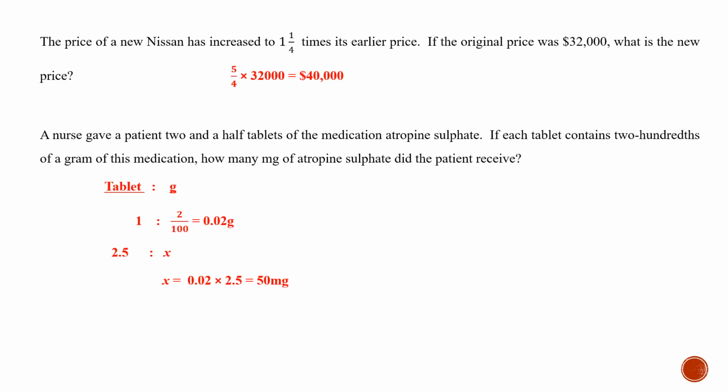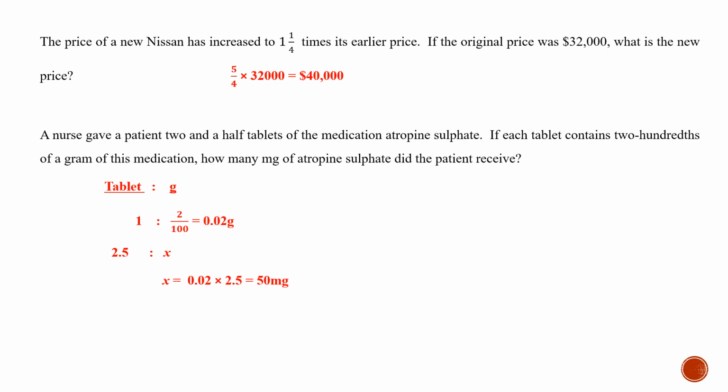The price of a new Nissan has increased by 1/4. Most of you got this right. Original price 32,000, new price. You just times 5/4 in other words. I don't know why this part you all got it wrong.